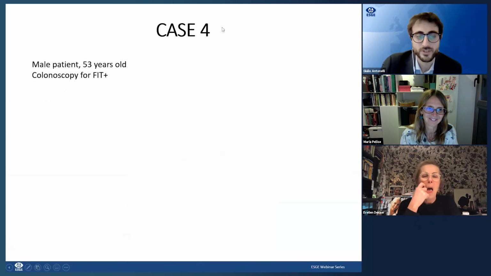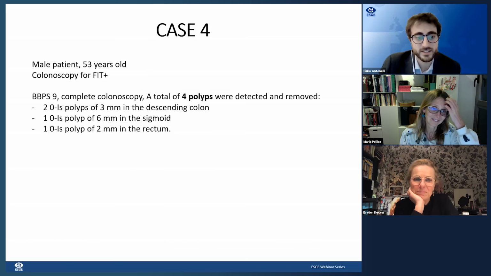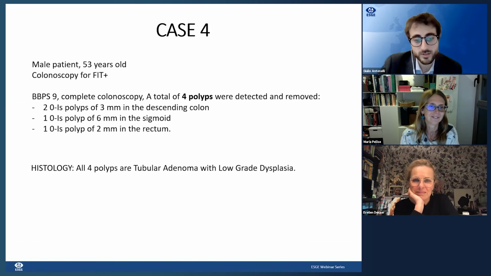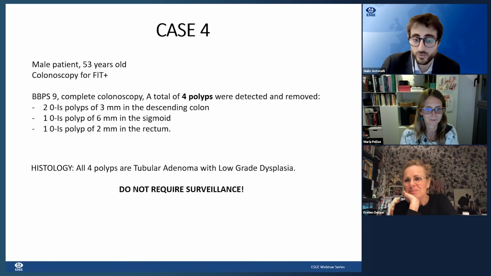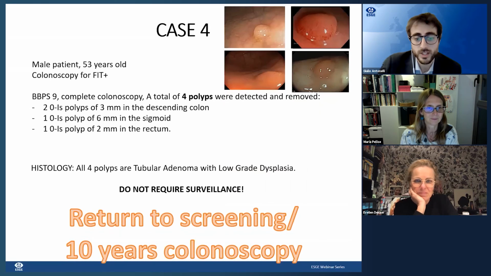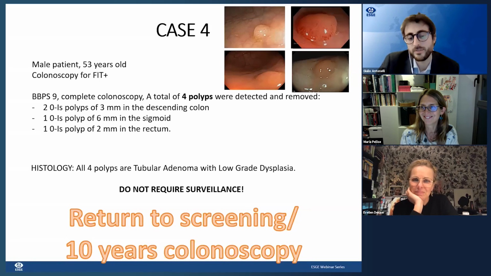Yes, very brief. So a male patient of 53 years old undergoes another colonoscopy and removes 4 polyps, all under 1 centimeter. All 4 polyps are low-grade dysplasia. I'll go fast. We know that they do not require surveillance. We do know they have to return to screening or a 10 years colonoscopy. But as we know, we are in Europe, and Europe has very different rules for this. So we might have to divide the management for the single countries. What do you think about this?